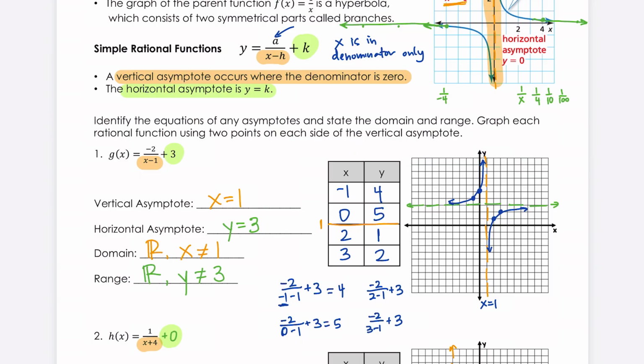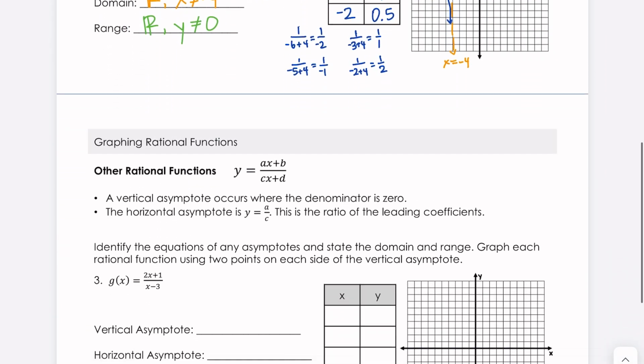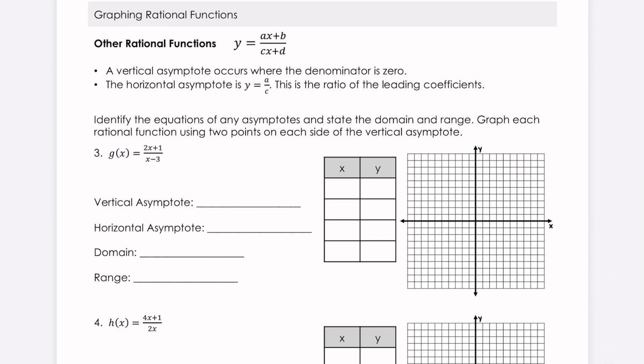Right? On the next page, we're going to see what happens when x is in both the numerator and denominator. So here, x is in the numerator and the denominator. Okay, so this time, instead of looking like 1 over x or 4 over x or something like that, we're going to have something that is x over x. If you see these examples on this page, I have 2x plus 1 over x minus 3. So I have x's in both the numerator and denominator.